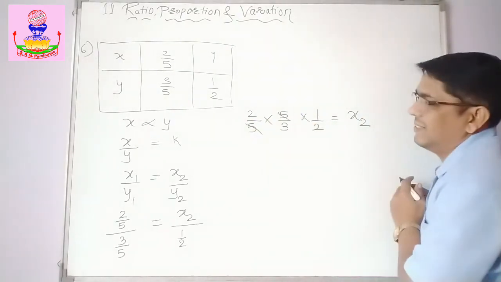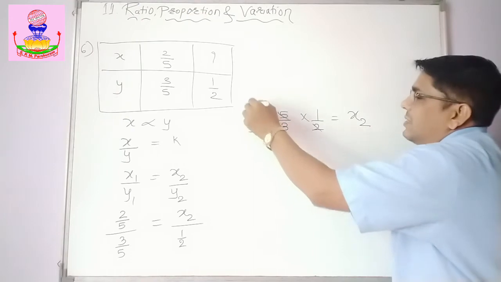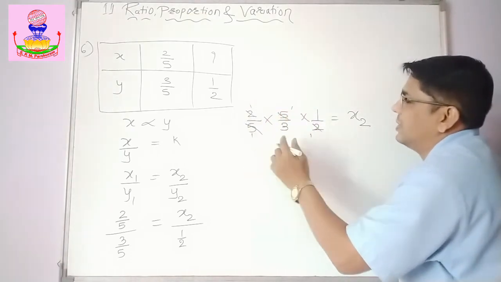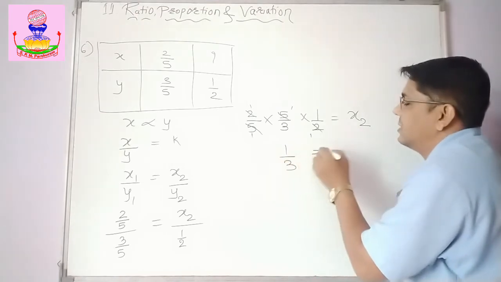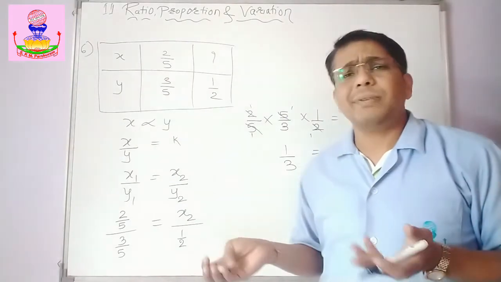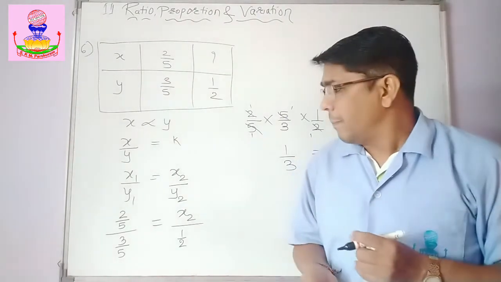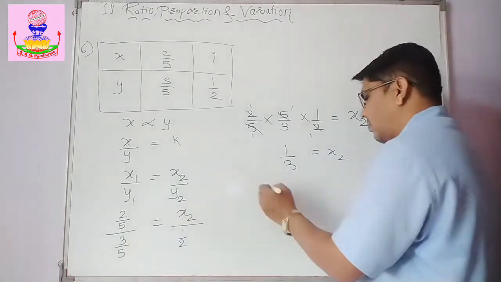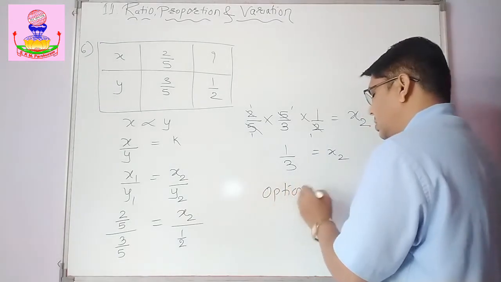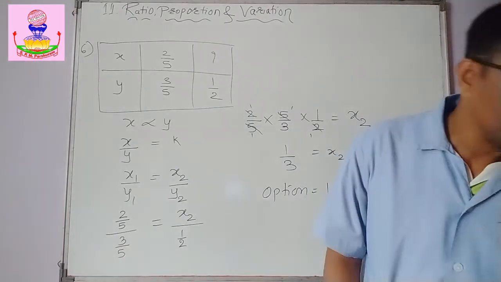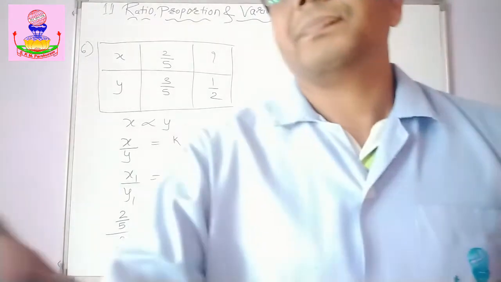Now see what happens. 5 gets cancelled and 2 gets cancelled. 2 1s are 2, 5 1s are 5. So what is left? Yes, 1 upon 3. That is equal to x2. So value of x2 is 1 upon 3. You can see whether the ratio is constant or not. Okay. Now, option number first. Option 1 is the right answer. Okay. Now, next example. Seventh example.